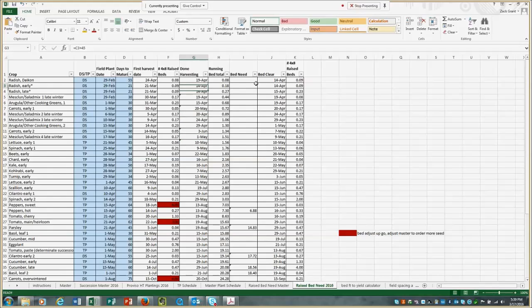Now, if you take that coupled with when you planted it, you can accumulate a running bed total. And then I created a separate equation that sums up not only the running bed total, but also when those beds are cleared. Okay? That is also based off of when I'm done harvesting.